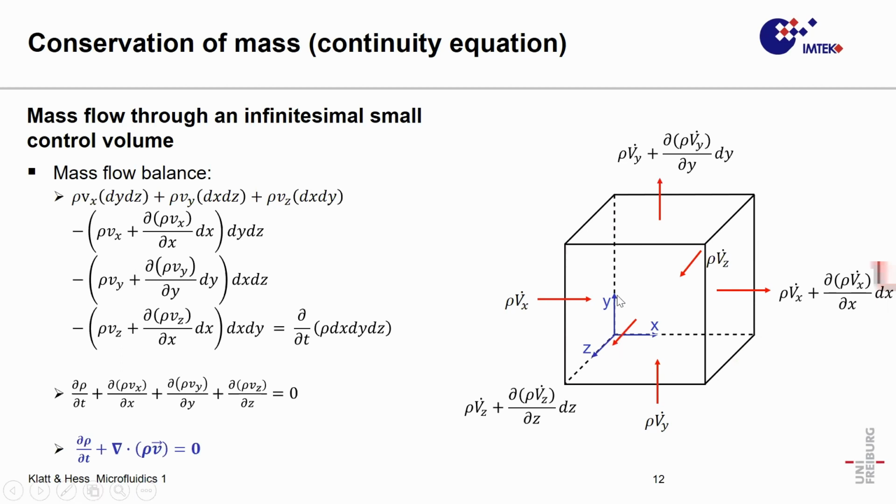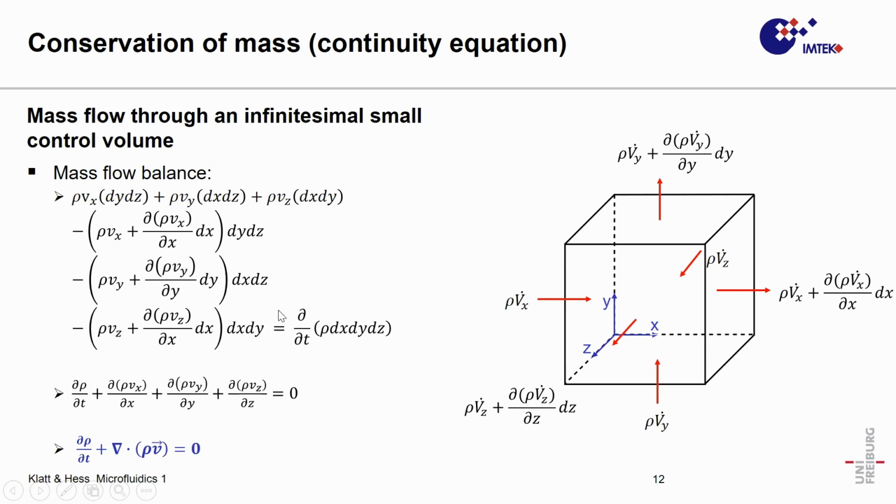Now we do the same in the y direction. We have mass flow entering via this surface control element area, and we have a mass flow that leaves our control volume via this surface. And the same can be done for the z direction. Here we have to use this element area with the corresponding mass flow and this element area with the corresponding mass flow, this one. And if we now write down the mass flow balance, you see that this is a lengthy expression, but it's nothing different from what we have done so far.